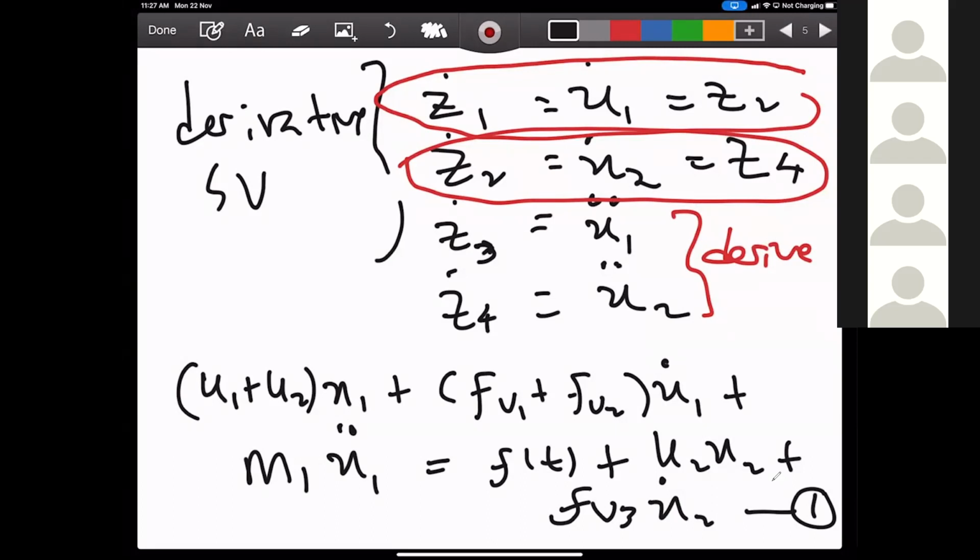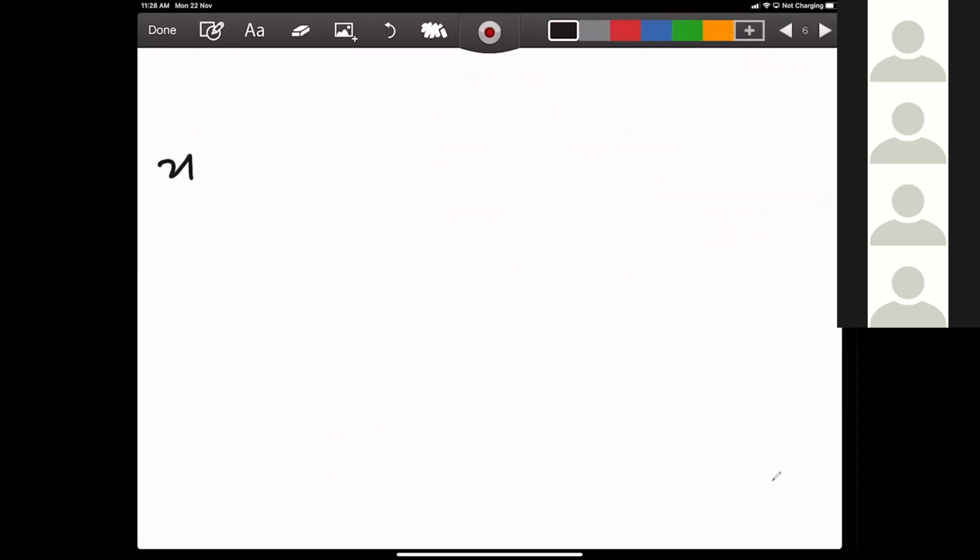Equation number 1 tu. So sekarang ni kita nak cari X1 double dot, betul tak? So X1 double dot dia duduk kat sini. So apa-apa yang ada ni, all must move to the right. Correct? Yes. Okay, move lah. So it will be X1 double dot.